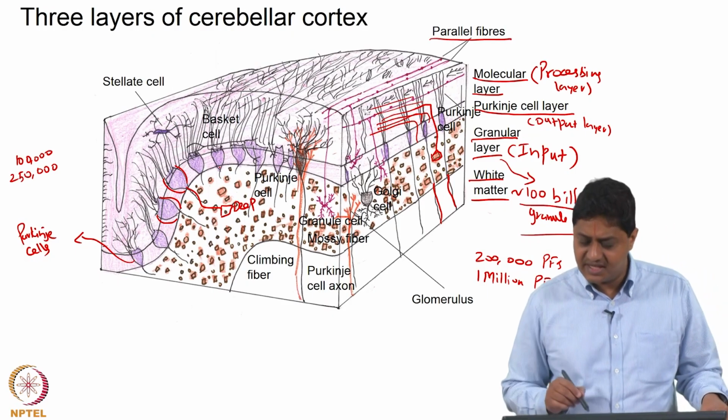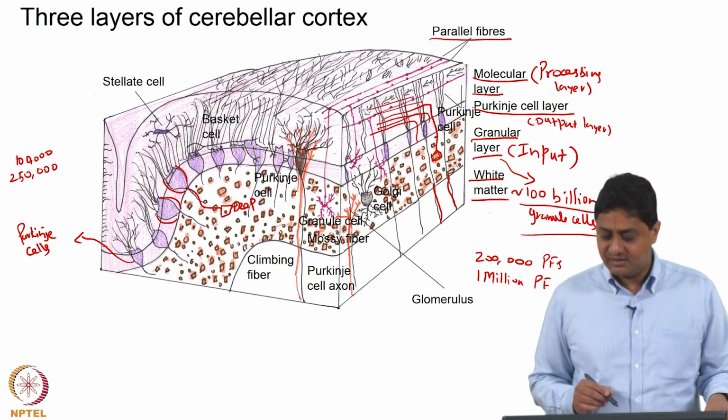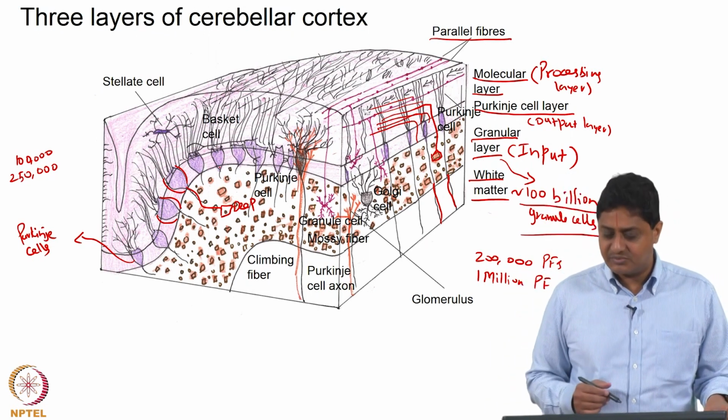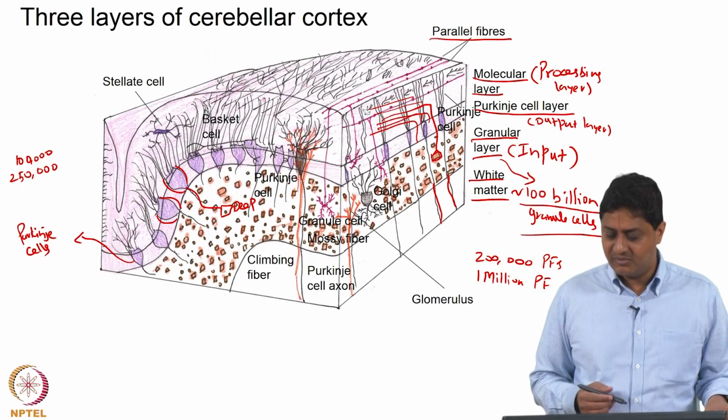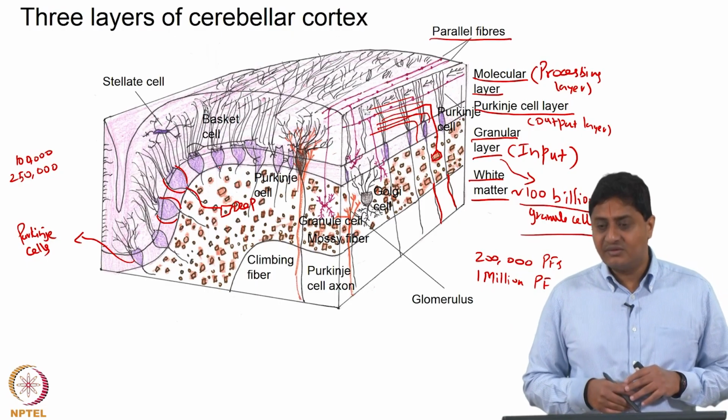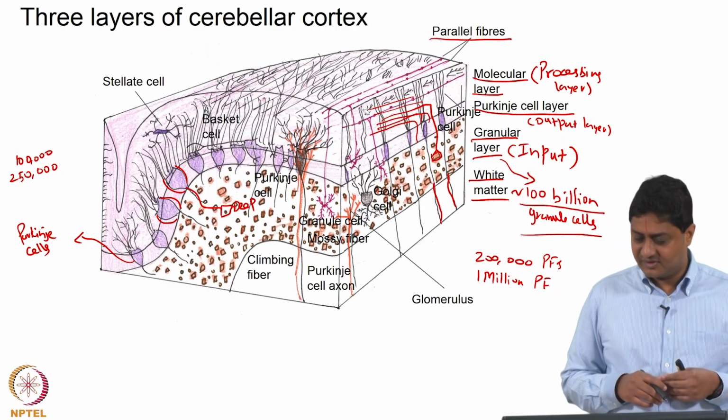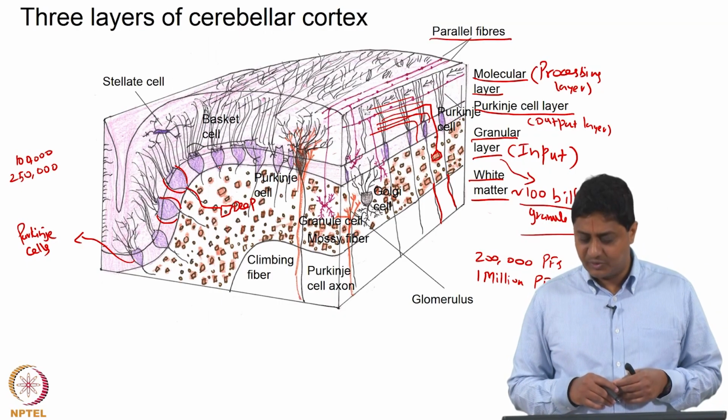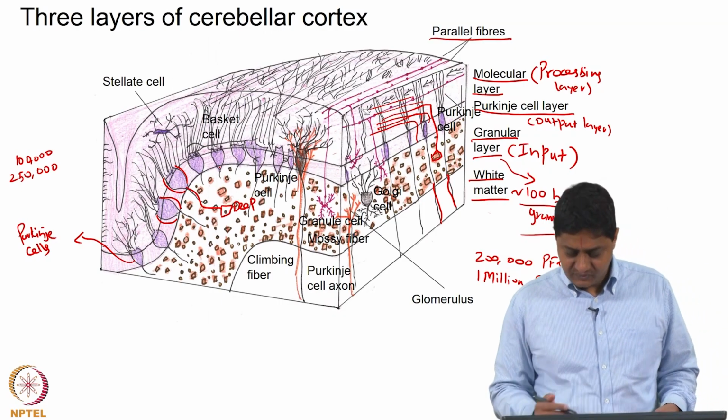So, the molecular layer is the major processing layer of the cerebellum. The Purkinje cell layer is the major output layer of the cerebellum, whereas the granular layer is the input layer, right.